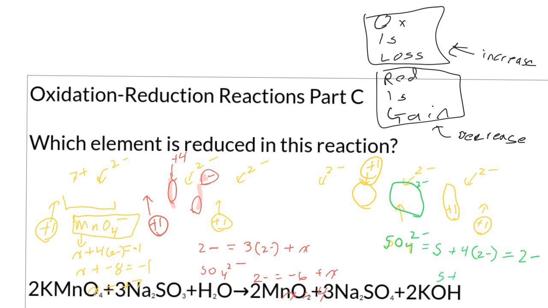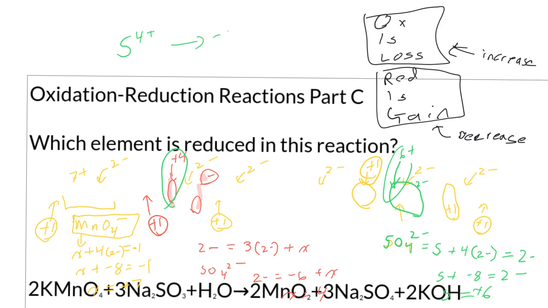So S plus -8 has to equal 2-. So S has to be equal to a +6. So the oxidation number for sulfur over here is +6. So that's one change, right? Over here it's a 4. Over here it's a 6. So we've got sulfur in this equation going from 4+ to 6+. So we've got that one out of the way.